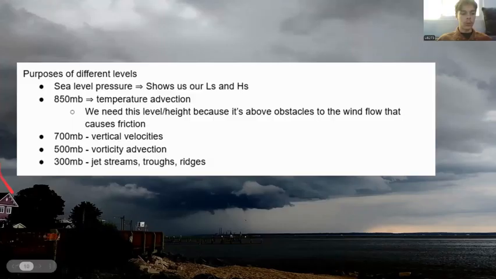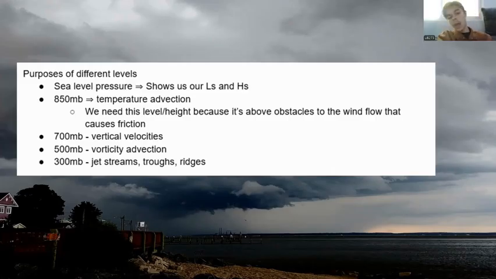So that was the 300 millibar one, and that's going to help us see jet streaks, troughs, and ridges. But there's other levels of the atmosphere that can show us other levels in pressure that can show us different things. So 500 millibar could show us vorticity advection. Go up to 700, it's going to be vertical velocities. 850, we can see some temperature advection.